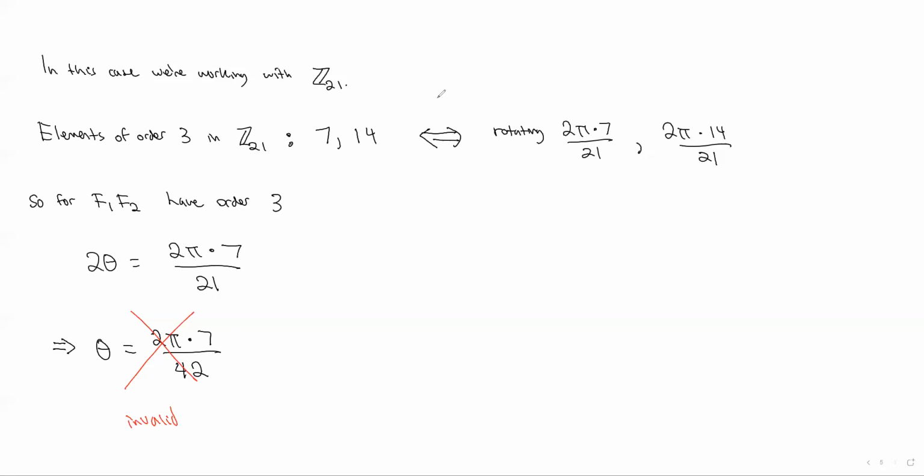And why is it invalid? Because I can draw it. I can't draw D21 because it's too big, but I'll draw, let's say, D7.